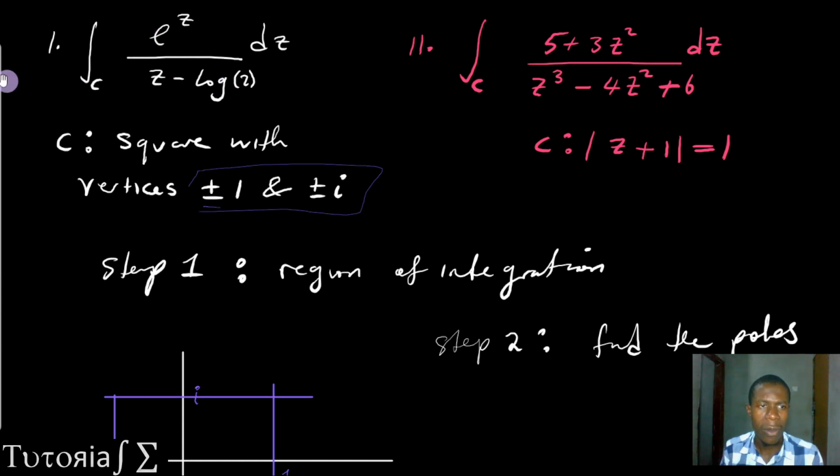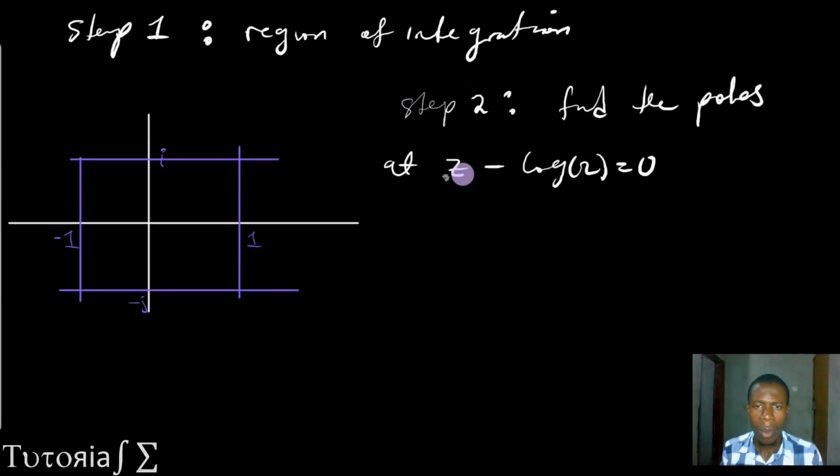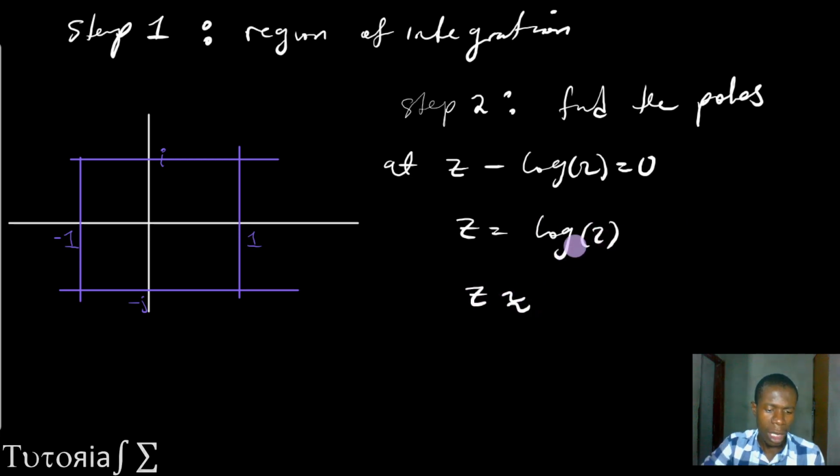For the poles, you just equate the denominator to 0. Even here, you do the same. So this will be z minus log of 2 equal to 0. Okay? So this is where the function is undefined. So now we simply make z the subject, so z equals log of 2, and log of 2 is approximately 0.3.